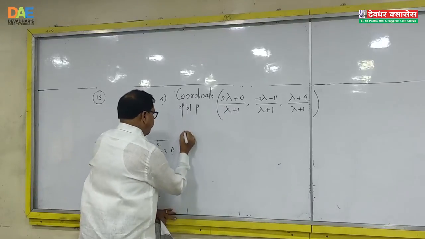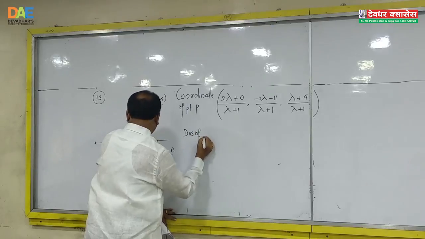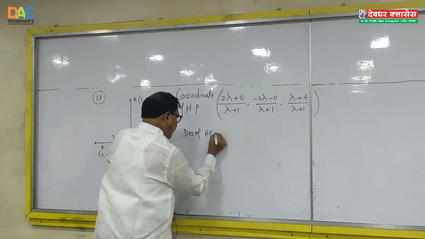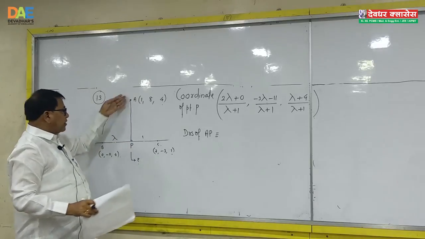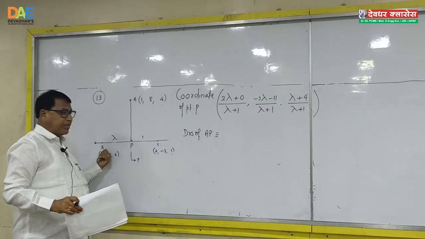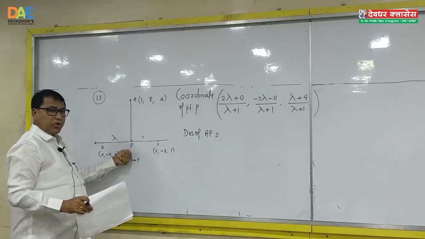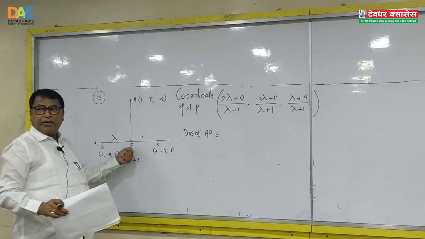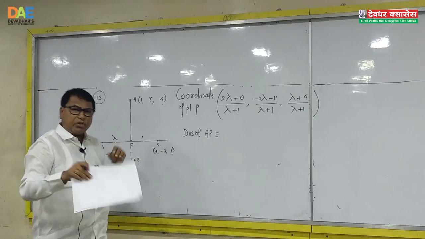Now, listen. DRs of AP. Why are we finding the DRs of AP? Because AP is perpendicular to BC. We can find the DRs of BC also, and when the DRs of BC and AP are perpendicular, their product is equal to 0: a1a2 plus b1b2 plus c1c2 is equal to 0.